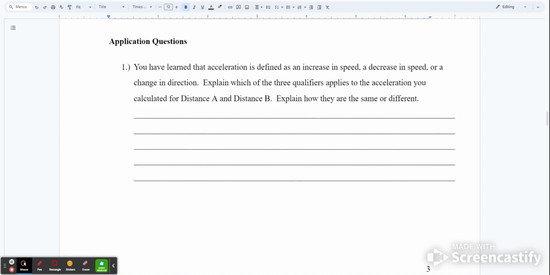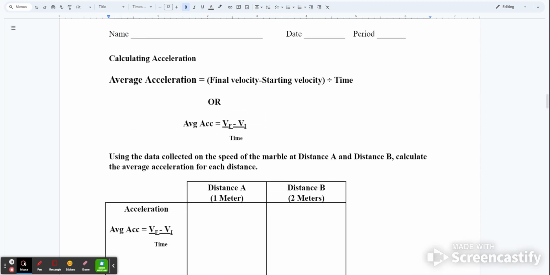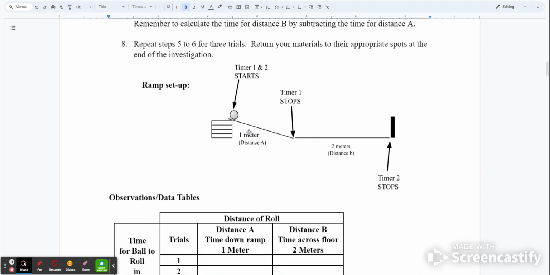We're going to review the questions again as far as the criteria for success for each question. So question number 1 of the lab. You have learned that acceleration is defined as an increase in speed, a decrease in speed, or a change in direction. Using your data that you have here for A1 and A2, make sure that you talk about that in your explanation. Secondly, make sure to go back to the ramp setup, and look at that for whether or not there was any change in direction from distance A to distance B.